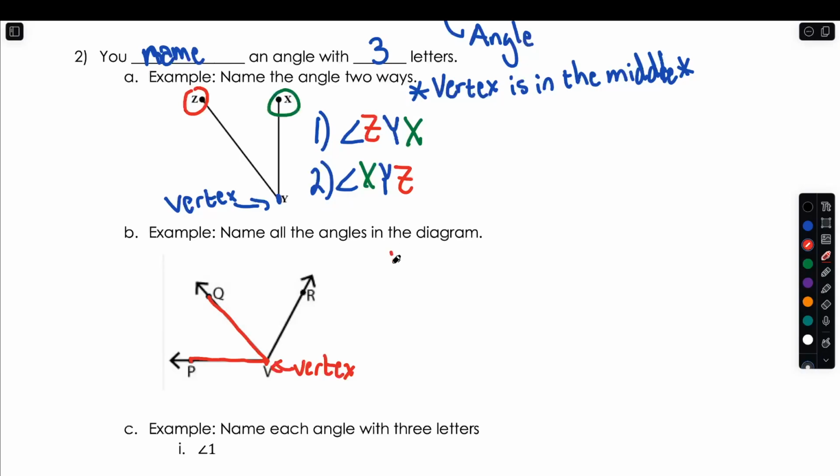So let's name it. Don't do what I just did. Make sure you include that angle symbol. Angle PVQ. I'm going to choose a different color now because I see another angle in there, from R to V to Q.